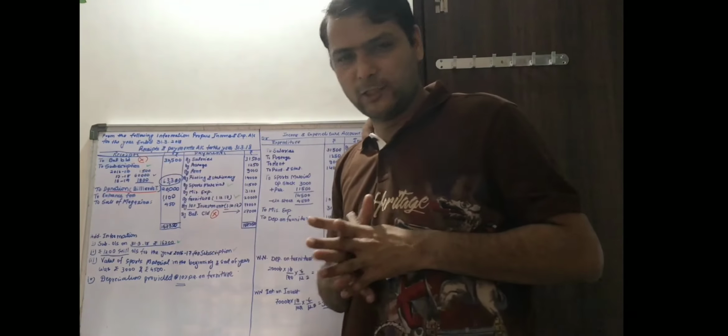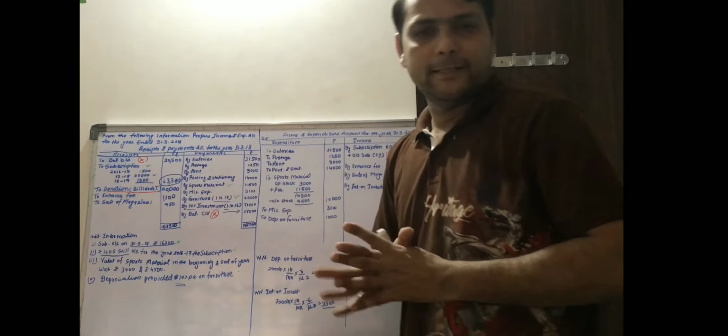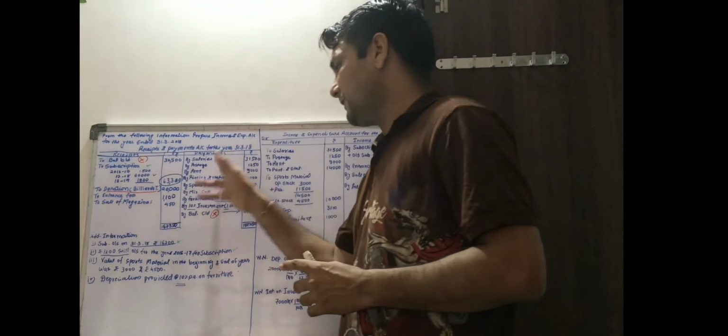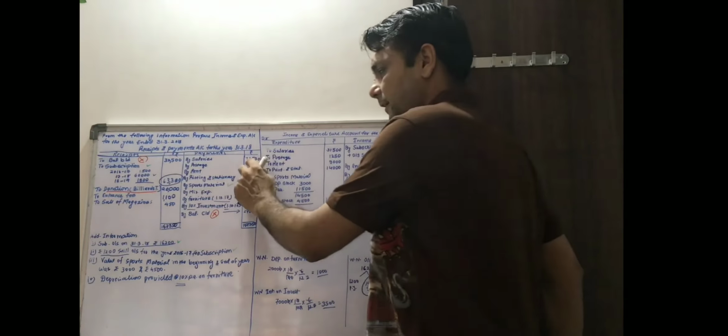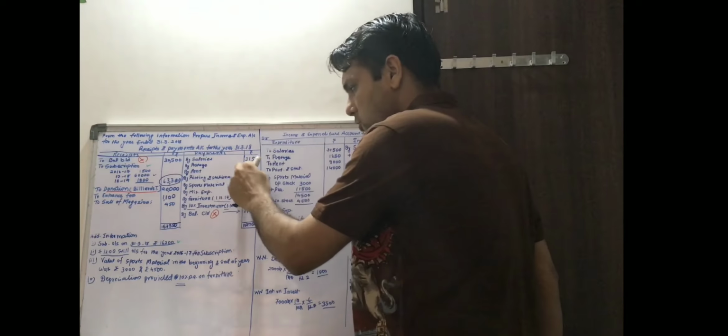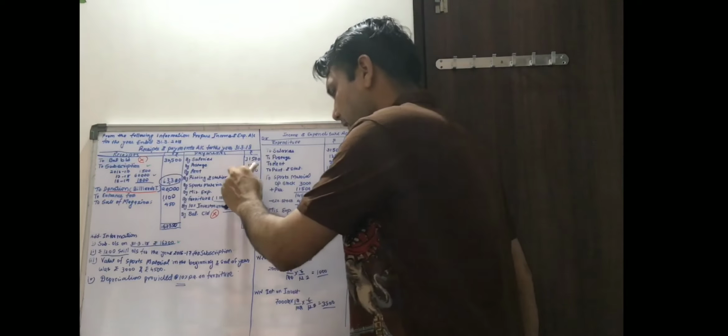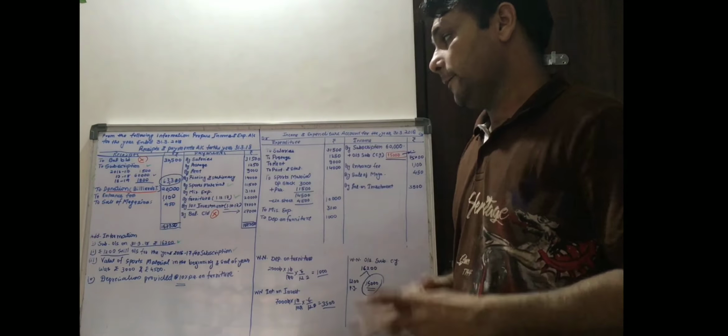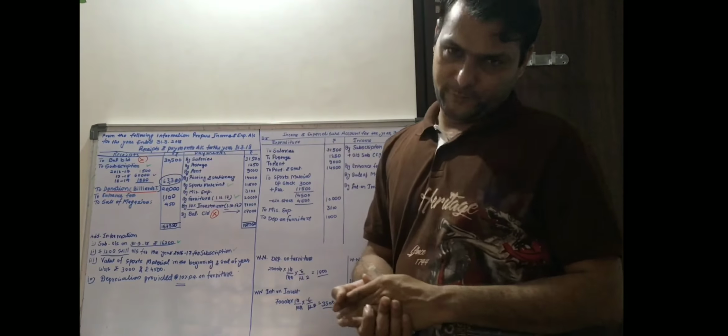So the debit side is over. Now come to the credit side. The first is salaries. Salaries is 31,500, so there is no adjustment. Same for postage, no adjustment. Rent, no adjustment. Printing and stationery, again no adjustment.